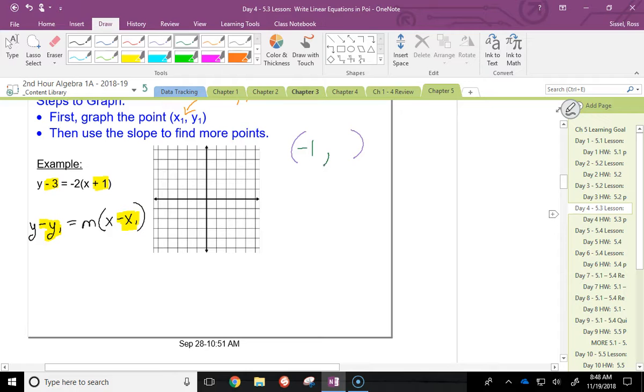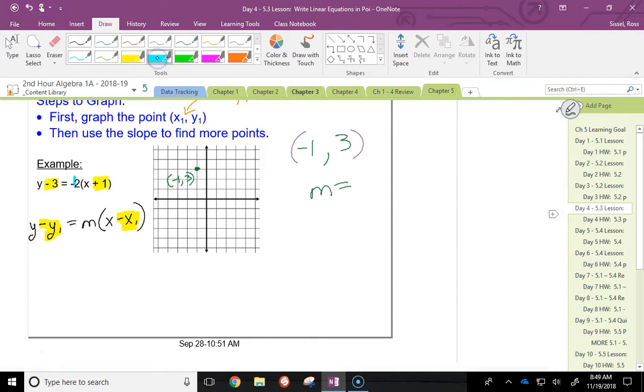There's my y1. It says it's a negative 3. The opposite of negative 3 is 3. So now I have my coordinates. Negative 1, 3. I go up here, 1 over, 1, 2, 3, up. This is negative 1, 3. We then use our slope to do the rest of our work.